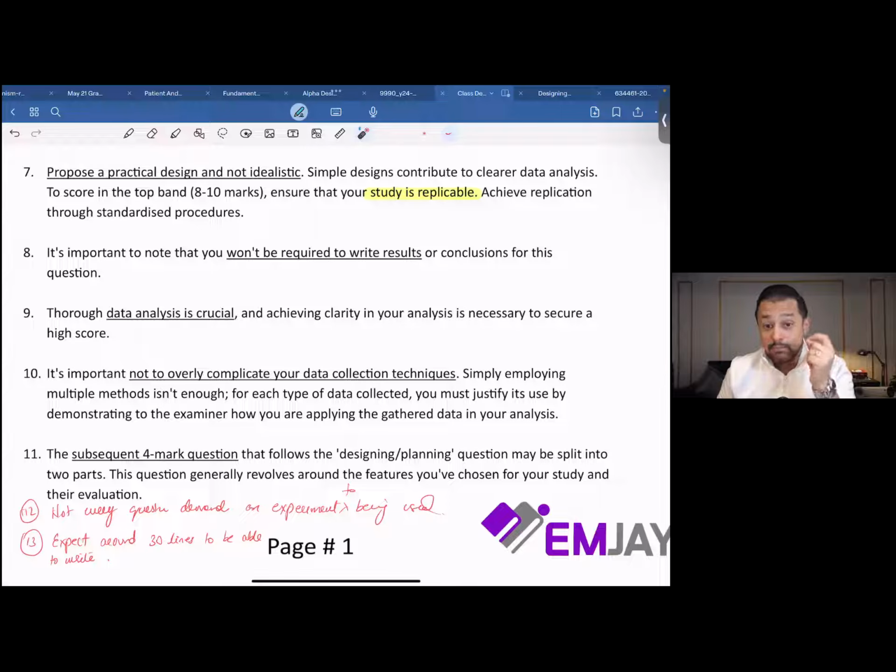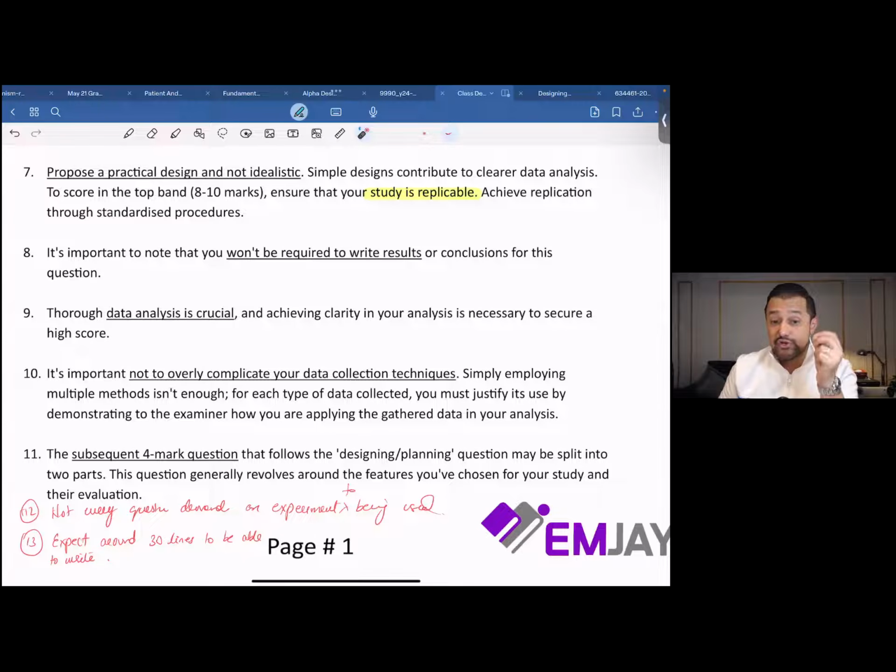Now, the next one, the 10th point, it is important to not overly complicate your data collection techniques. Simply employing multiple methods isn't enough. For each type of data collected, you must justify its use by demonstrating to the examiner how you're applying the gathered data in your analysis. Now, this is a point that I've been talking about earlier as well. The 11th point, the subsequent IFOMA question that follows the designing or planning question may be split into two parts, like I mentioned.